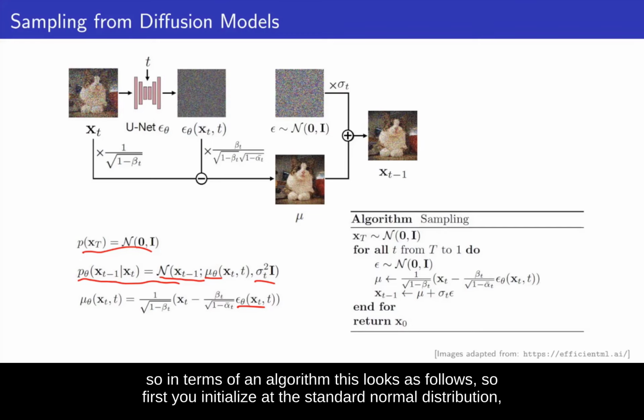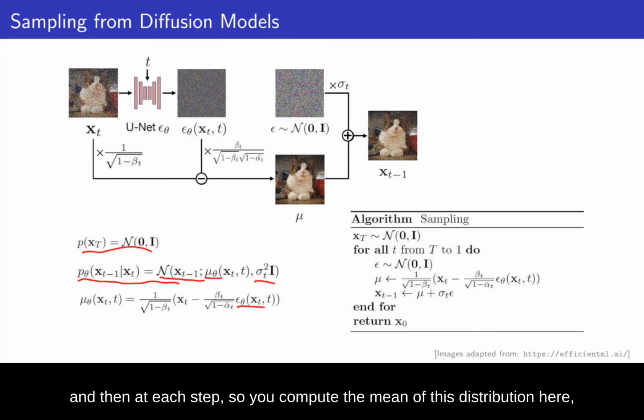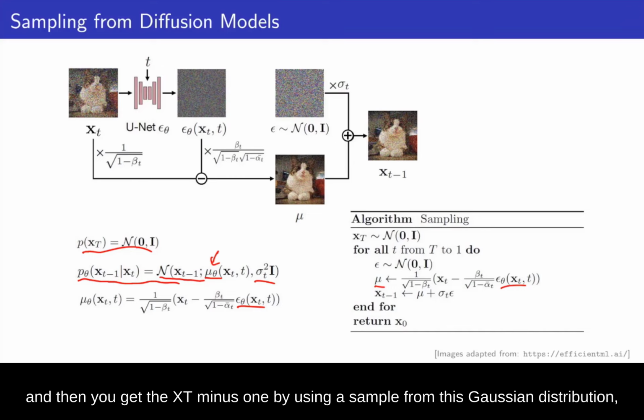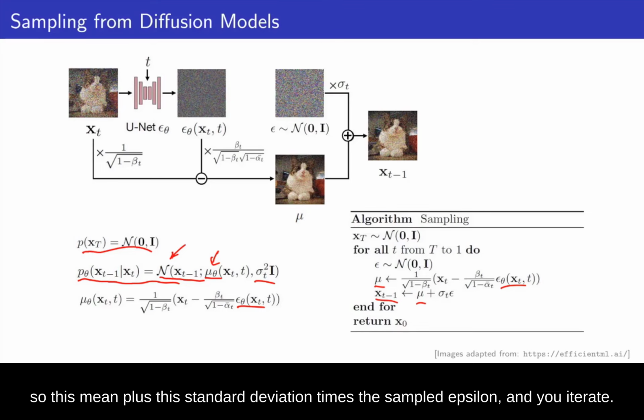So in terms of an algorithm, this looks as follows. First you initialize at the standard normal distribution, and then at each step you compute the mean of this distribution here, using this parameterization via this noise prediction network. Then you get the xt minus 1 by using a sample from this Gaussian distribution, so this mean plus this standard deviation times the sampled epsilon. And you iterate.